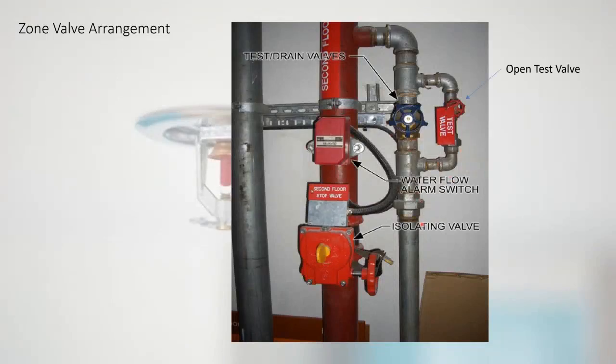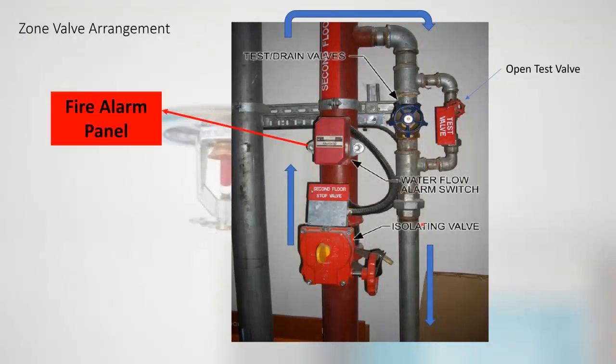Okay. So to test that, you would open the test valve. The water would flow round and down, activate the flow switch to the fire alarm panel, and that would go to possibly an alarm receiving centre, depending on the type of system. It depends on the building, the risk of the building. Generally, schools will go to an alarm receiving centre.